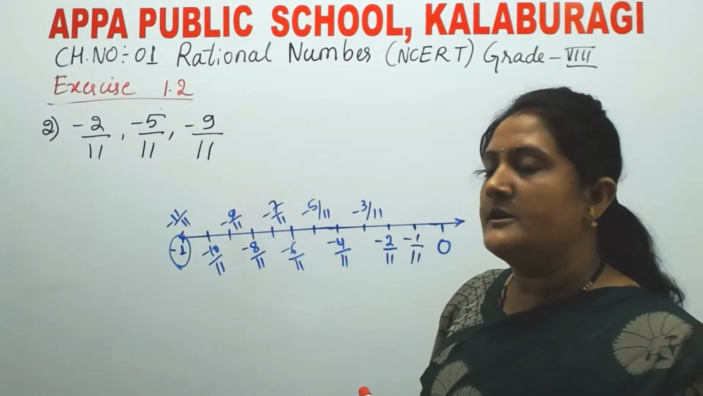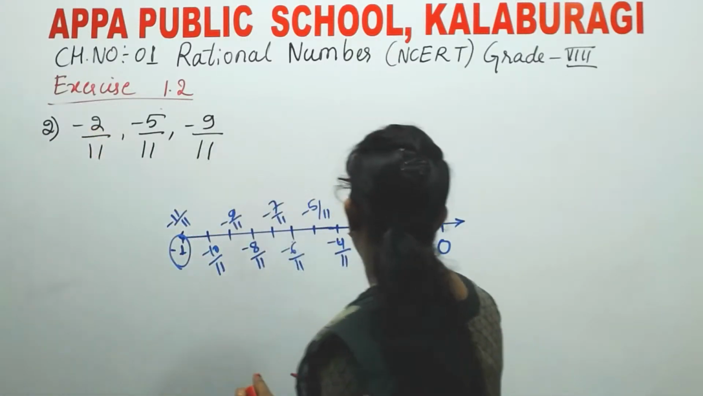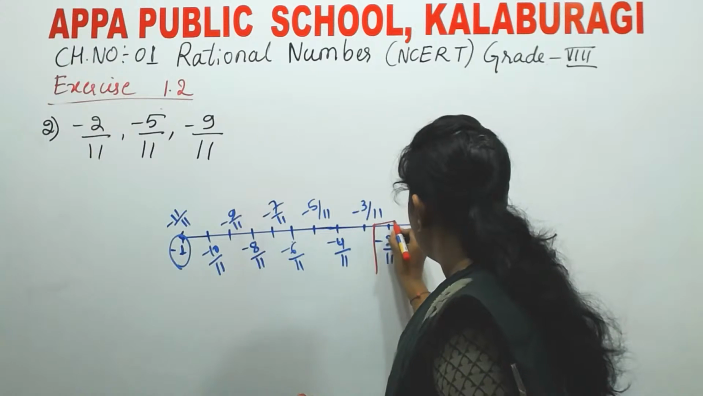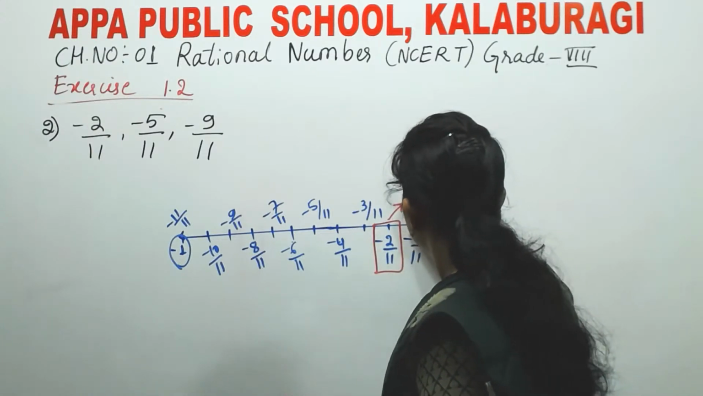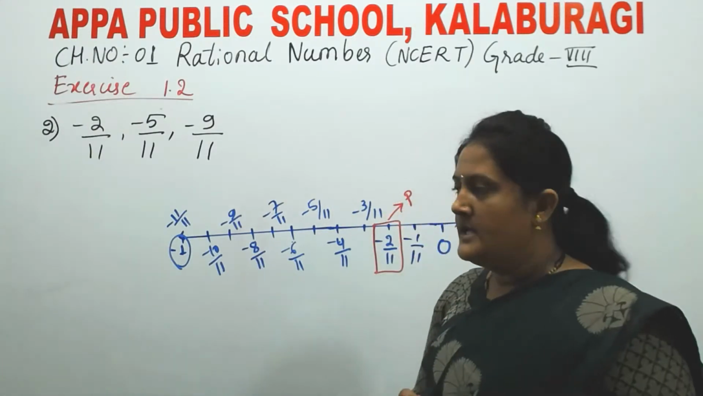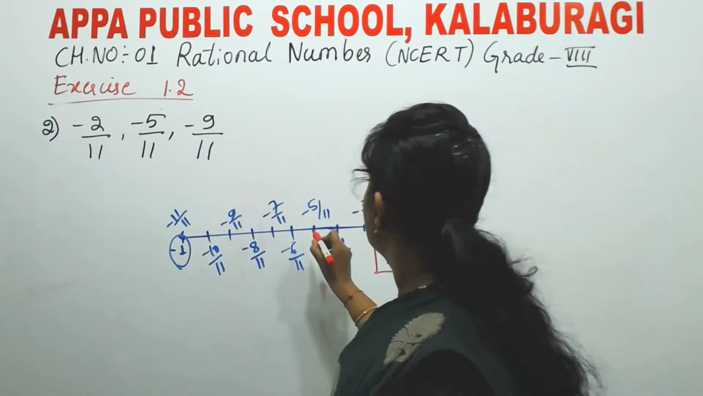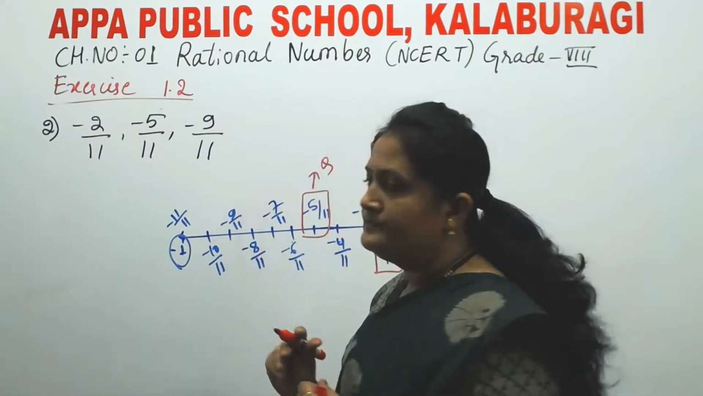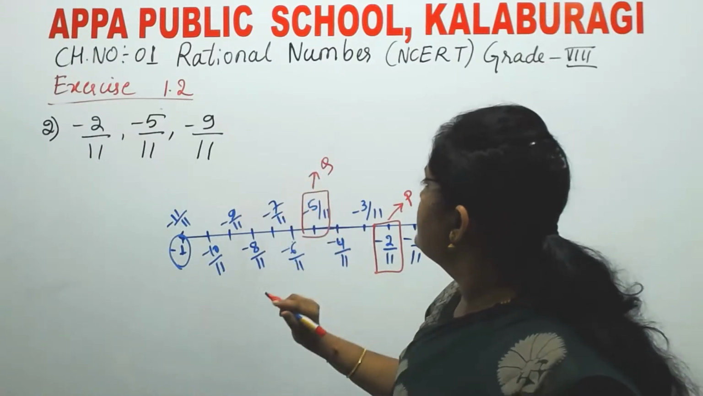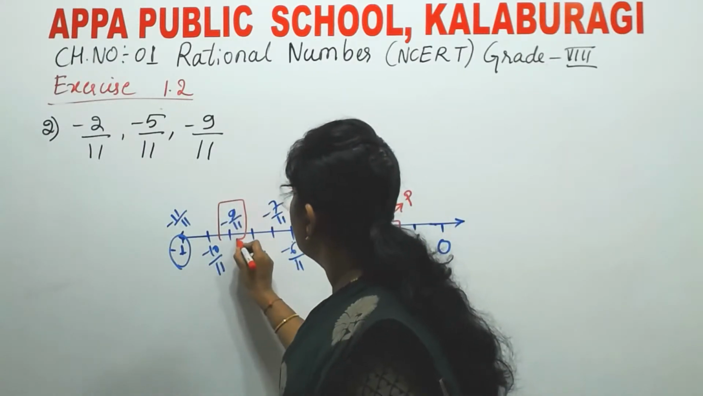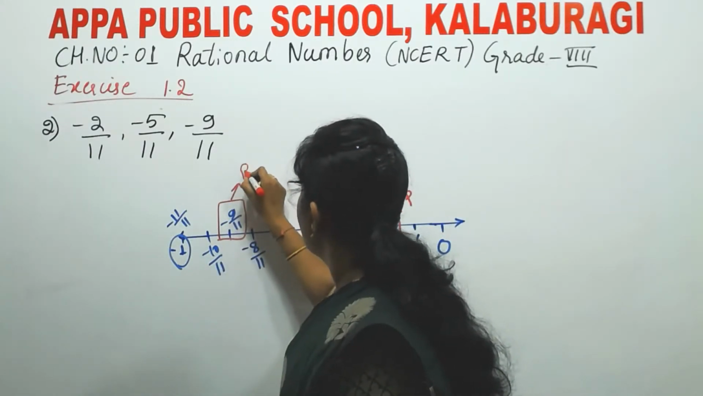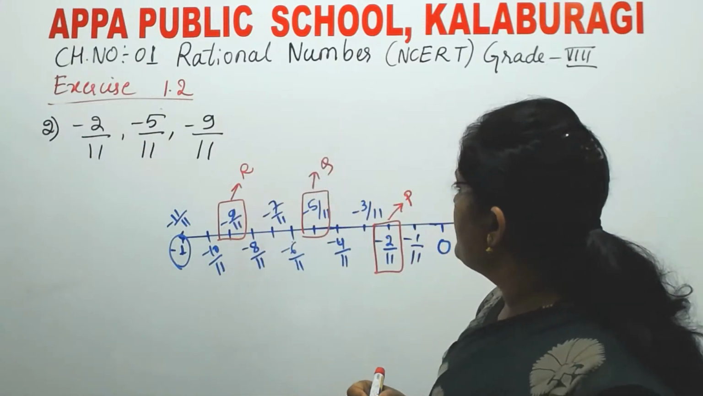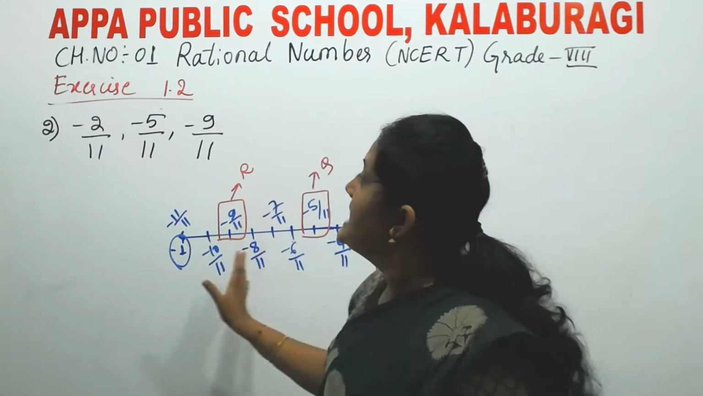Now shall we represent? First is minus 2 by 11. So here is minus 2 by 11. Can we name it? It is P. We can name it also, right? Next is minus 5 by 11. So here it is, minus 5 by 11. Can we name it as Q? Yes. Next is minus 9 by 11. Here is minus 9 by 11. So we can name it as R. So PQR. Here we have represented the numbers on the number line.